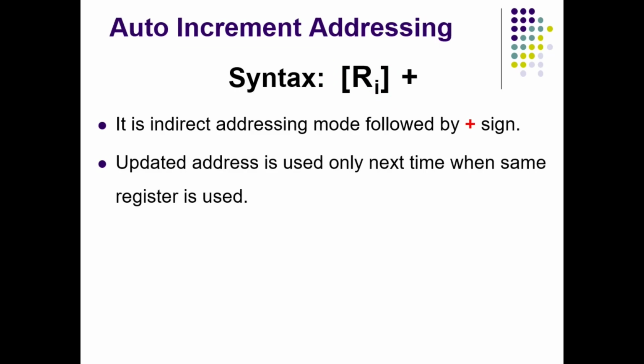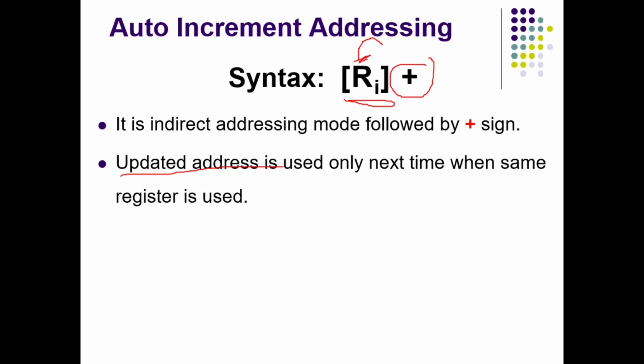So in auto increment addressing mode, we use the current register content as the effective address and execute the instruction. After the instruction is completely executed, we increment the register we referred to for the address by 1. But that updated value of the register is not used in the current instruction. The current instruction only makes use of the current value of the register. The incremented value is used only if you refer to the same register next time.